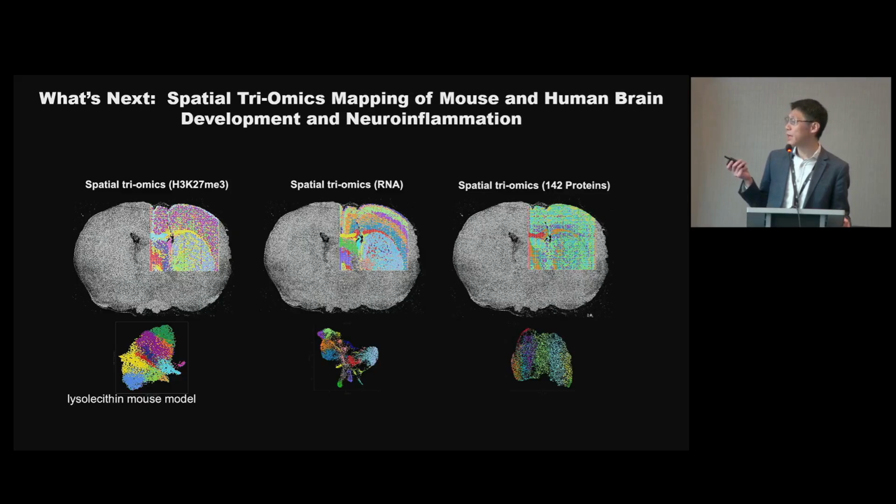What is more interesting is that we now apply the spatial tri-omic sequencing to the neuroinflammation study. This is a mouse model developed by Gonzalo's lab to mimic MS, multiple sclerosis, to see how neuroinflammation drives demyelination and oligodendrocyte damage, and eventually neuronal death and neuronal damage. So now we're able to map the whole process across all three layers: the epigenome, the transcriptome, and in this case over 100 proteins.